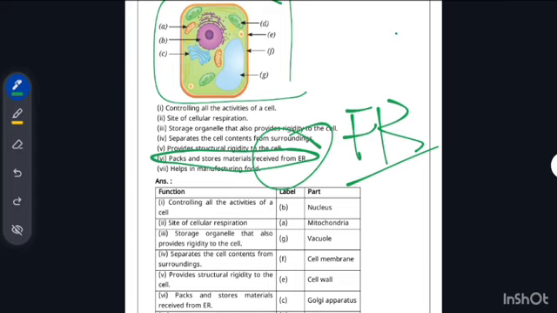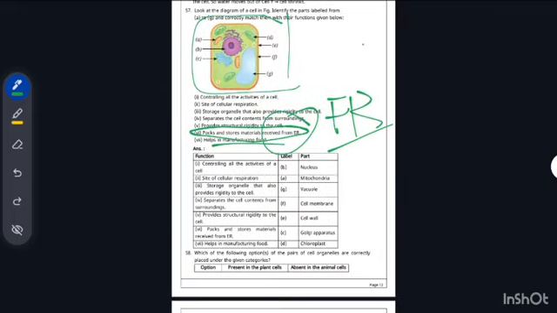Manufacturing food: chloroplast will be in plants, because they can create their own food. Animals cannot create their own food, they are heterotrophs. Everything we have discussed.